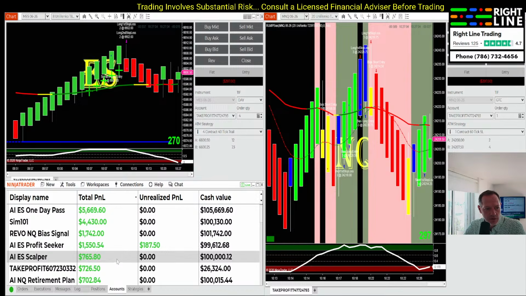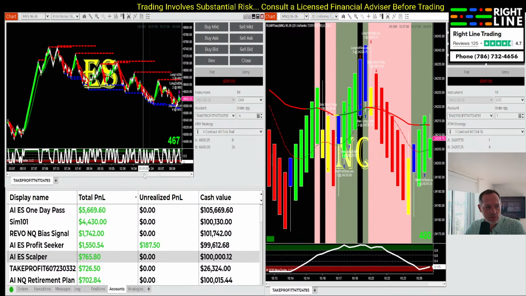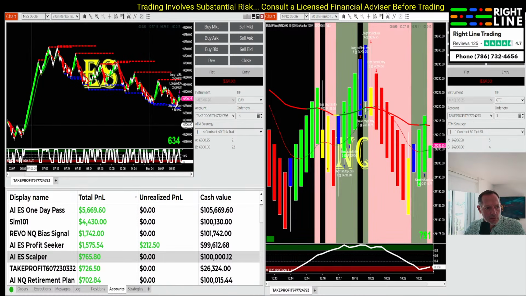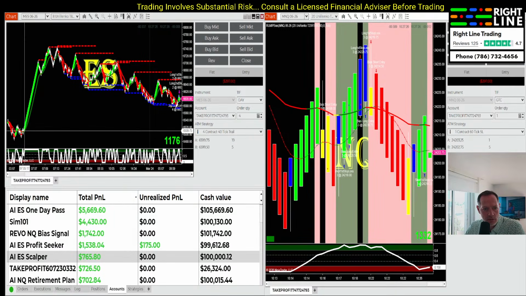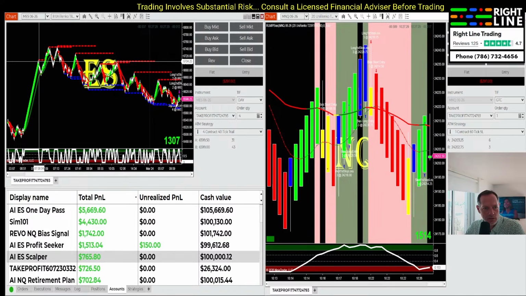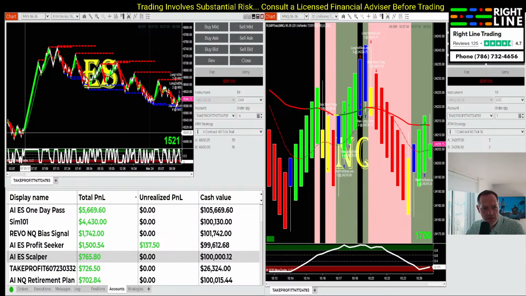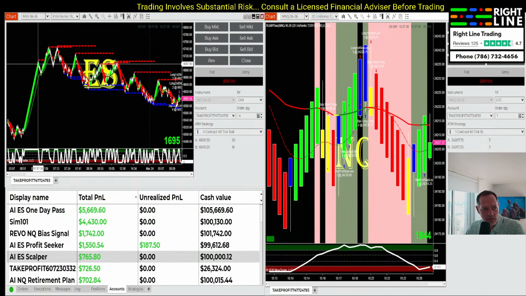The bots were making pretty good money overnight. Boy, they have stopped. Everything stopped. Look at that beautiful move. Holy moly. We need one of those darts. Sheesh. Look at that thing. Wow. Geez, almost 100 points on the ES in 3 hours. Less than 3 hours, I think.